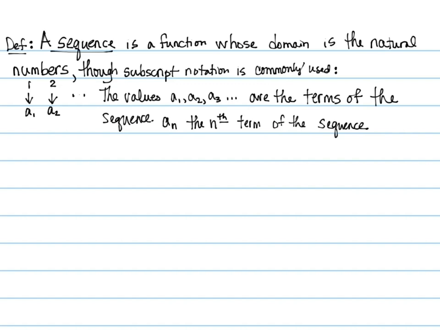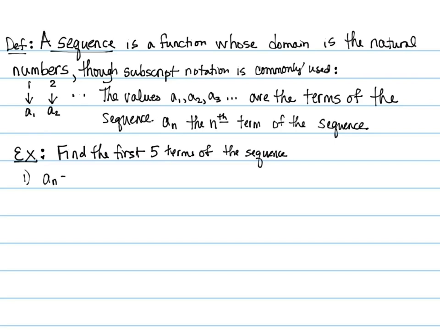So let me show you what specifically we're meaning by a sequence. We're going to find the first 5 terms of the sequence. And in order to do that, I have to give you the nth term. So A sub n is equal to 4 over n factorial.